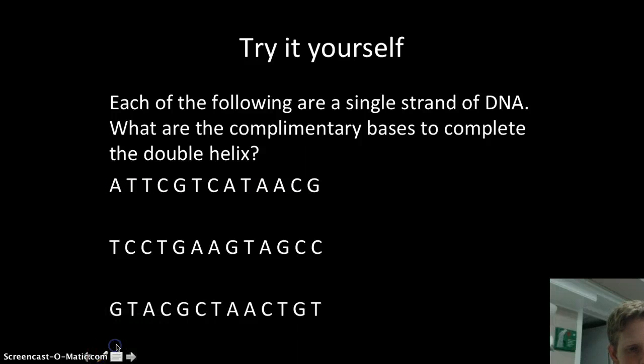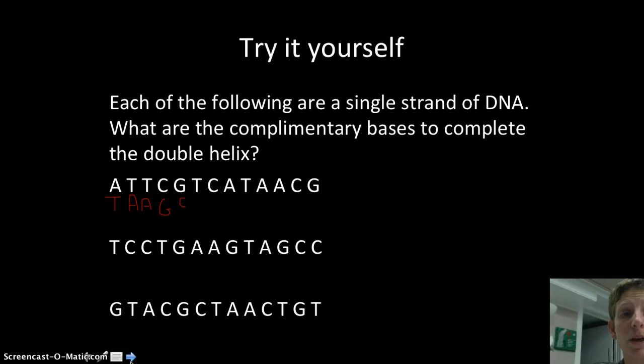Like we did before, the A would bond with the T, the T with the A, and so on, then an A, and then a G and a C. So take a couple minutes and pause and pair what would go with each of these single strands or half of the DNA molecule. So what would go with this half, what would go with this one, what would go with this one.